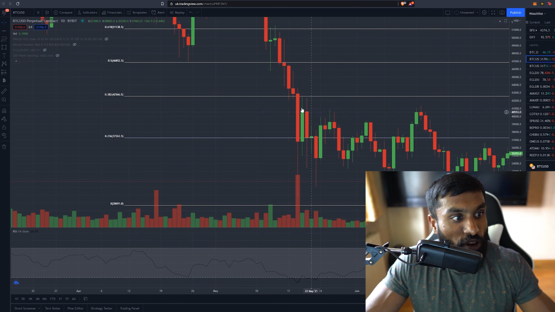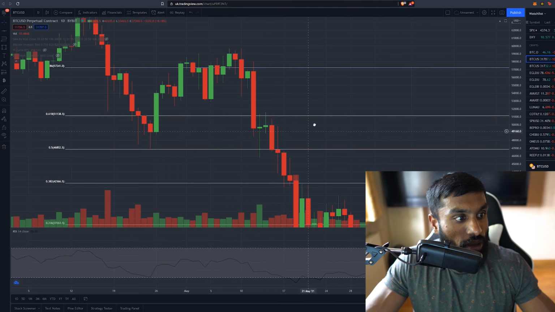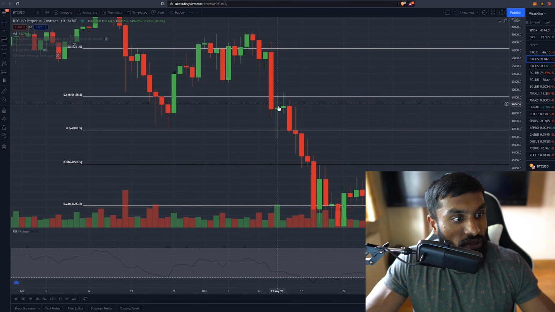We can see how the 0.382 acts as a resistance. You see how we bounce off that line, how it acts as a support. We take it here. We can see how the 0.618 acts as a resistance. We got the candle wicks going up here, and then how the 0.5 was acting as a support.